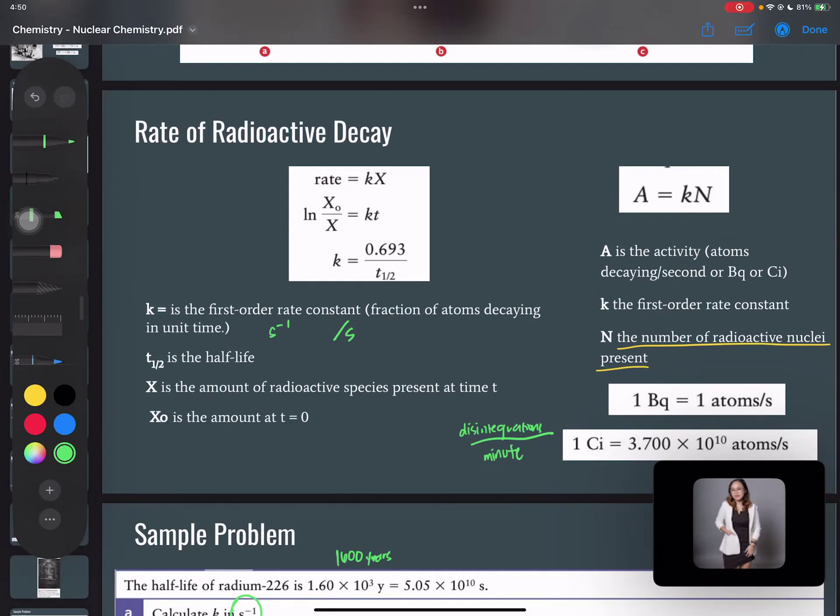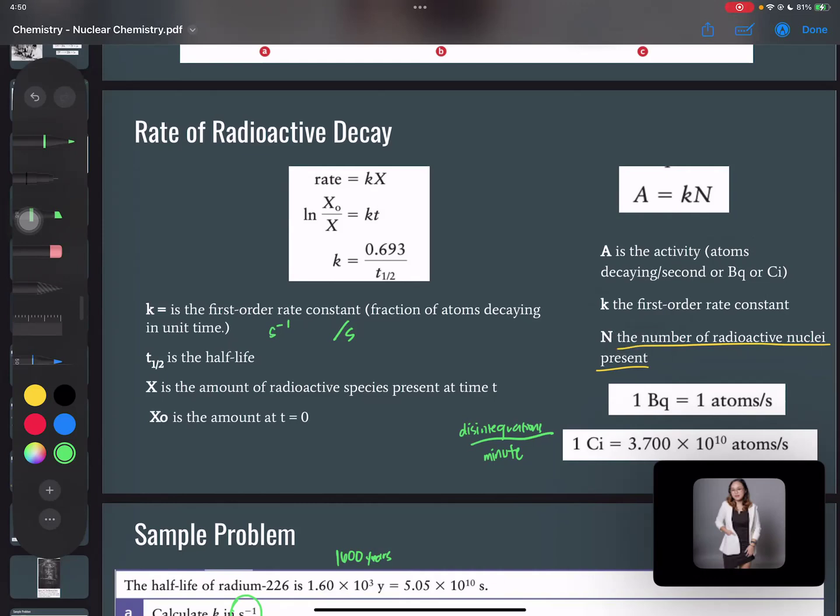And then we have ln, or the natural logarithm, which is found in your calculator. ln x0 over x is equal to kt. k is equal to 0.693 over half-life, or the amount of time that a certain isotope is halved. We also have the formula for activity.